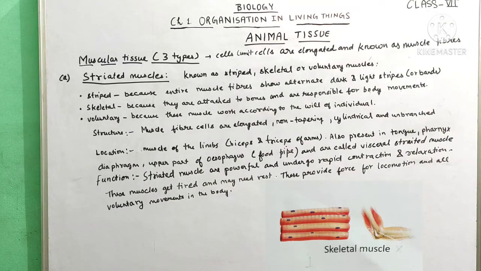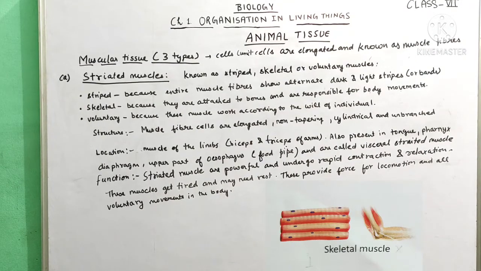In animal tissue, the second type of tissue is muscular tissue. The unit cell of muscular tissue is known as the muscle fiber. The function of muscular tissue is contractile, and that helps in locomotion and the movement of the body of the animal. Okay. The muscular tissue is divided into three types.